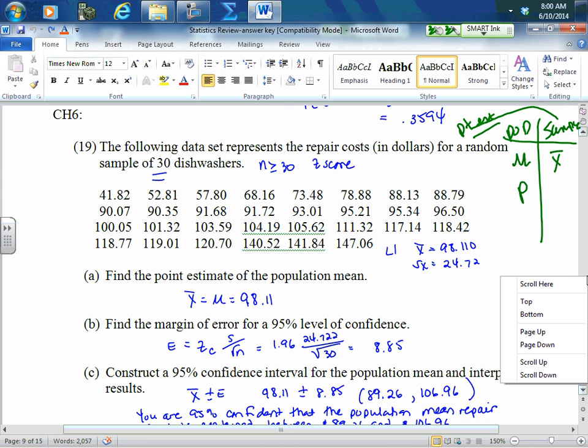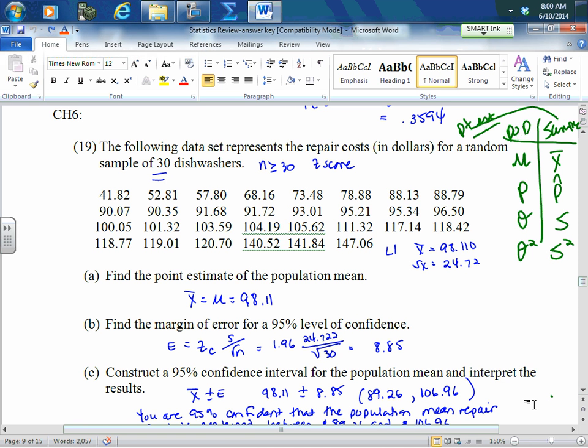We have your proportion, we have your p-hat. We have your standard deviation, we have your sample standard deviation. We have your variance, we have your sample variance. So these in your sample are your point estimates. It really basically means the same thing: find me the mean, find me the proportion, find me the standard deviation. So out of 30, and here's again greater than or equal to 30, this is a z-score. We find your point estimate by putting it in your L1, find one-var stat.